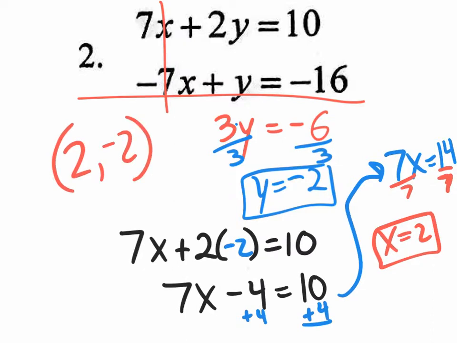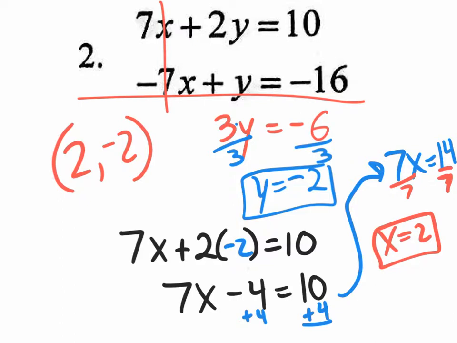And just like always, guys, when you have an answer and you want to check it, take your x value, plug it into x, take your y value, plug it into y, and you'll see that it really does give you 10 when you do the math. Take your x value of 2, your y value of negative 2. I'll even do this one right here. Negative 7 times 2, negative 14. Negative 14 plus negative 2, that is negative 16. So you could double check all your answers. You could guarantee yourself an A+ on Friday's quiz.